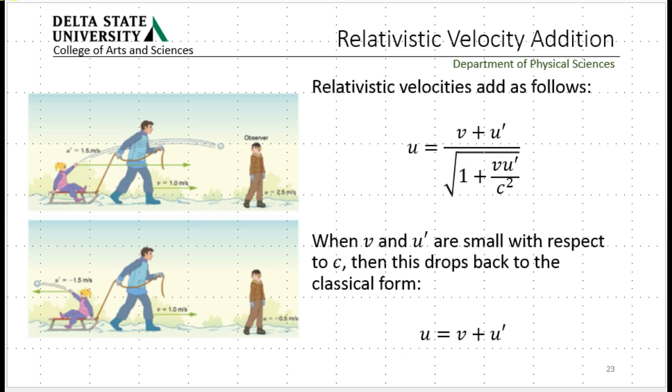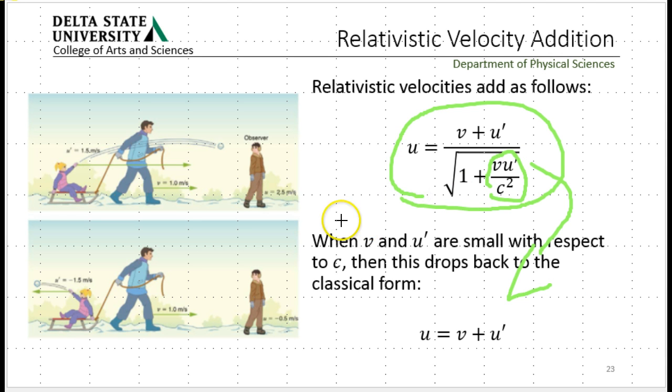So when v u prime over c squared is very small, we get right back to the classical answer. But this factor means that the velocities don't quite add up like you would expect, because 1 plus v u prime over c squared is going to be greater than 1, so the actual addition of velocities is always slightly less than what you're expecting. And that also is a consequence of length contraction.